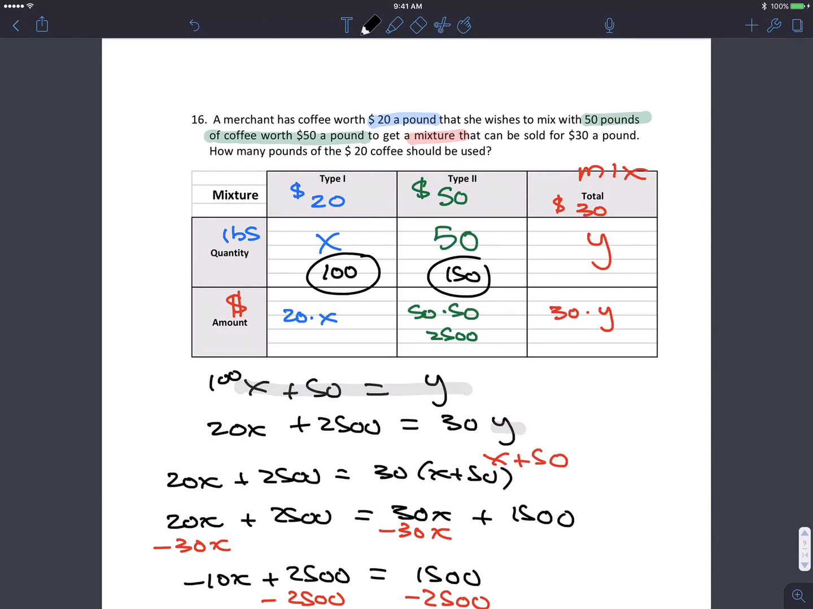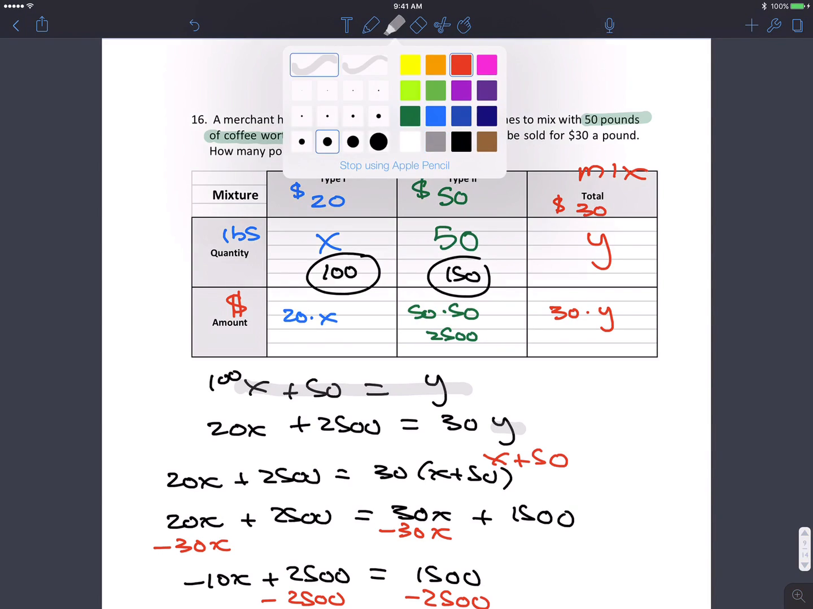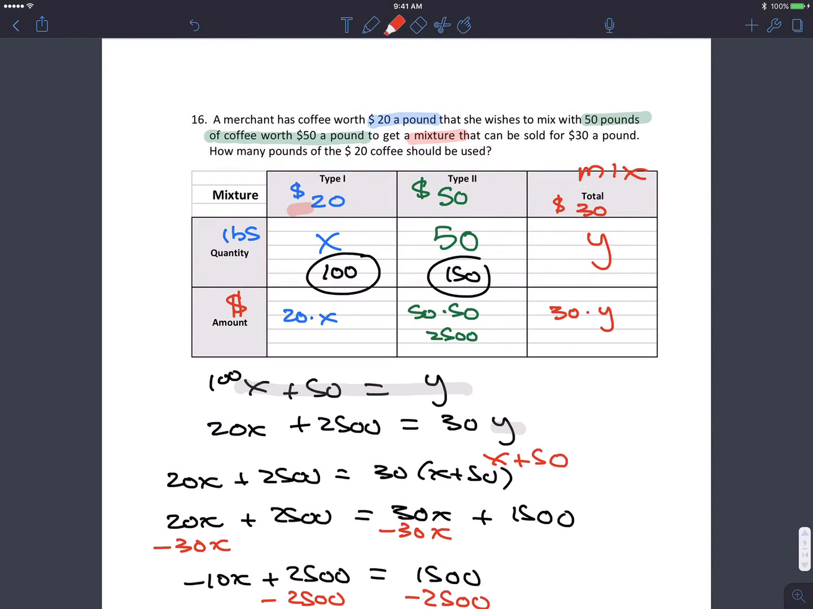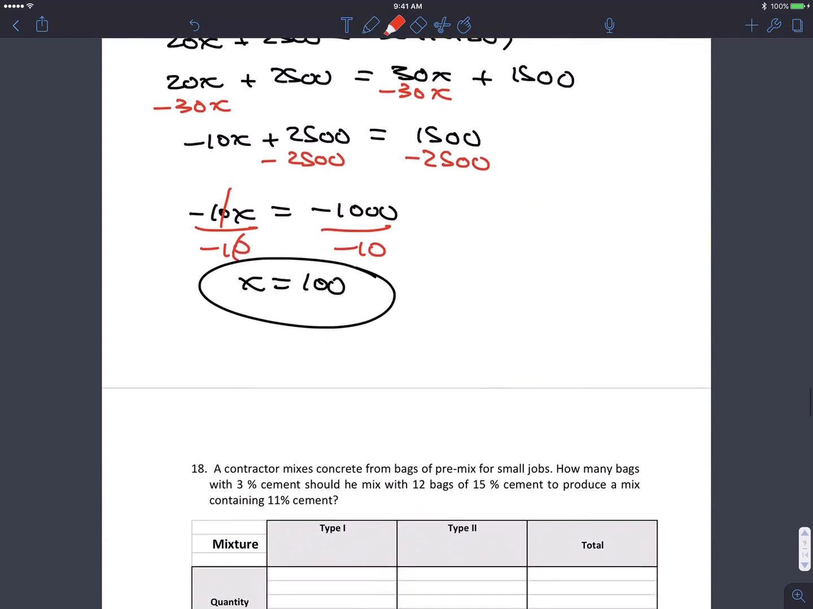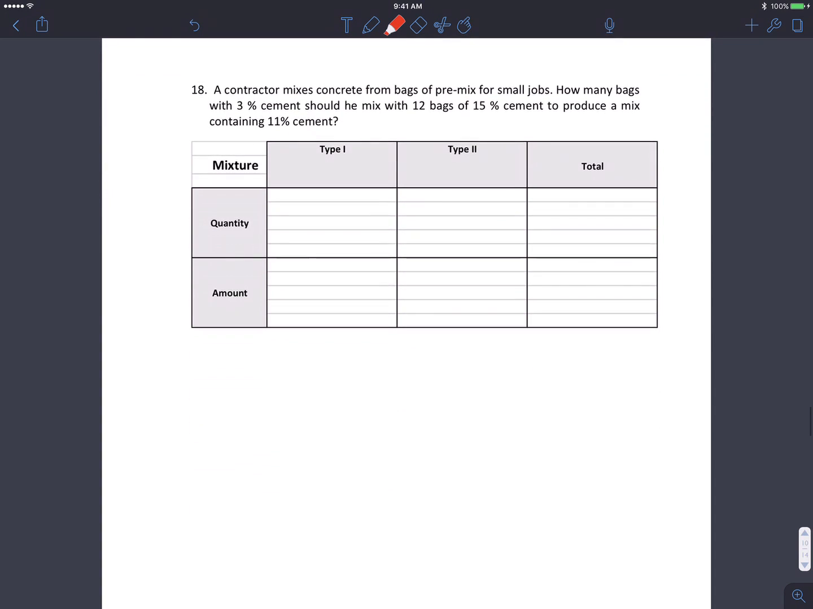So they're going to ask us now in this question, how many pounds of the $20 coffee should be used? Well, that's right here. The $20 per pound coffee, we're going to use 100 pounds. That's how we do number 16. Number 18.